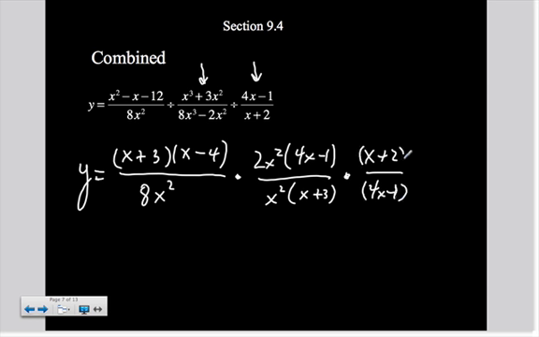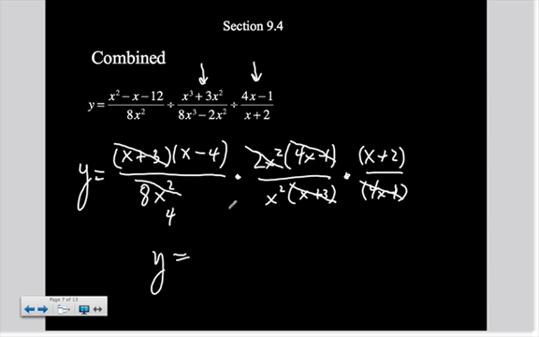I like to put parentheses around my binomials, even when they're alone in the numerator, just to keep clear about these things being the whole entity is a factor. X is not a factor, 2 is not a factor, but the quantity x plus 2 is. If I go ahead and cancel common factors, I can cancel 4x minus 1 with 4x minus 1, x plus 3 with x plus 3. 2x squared goes into 8x squared 4 times, and that's fully simplified.